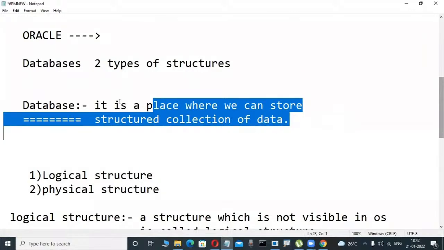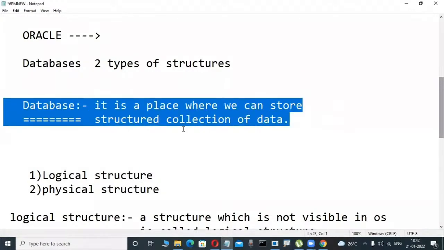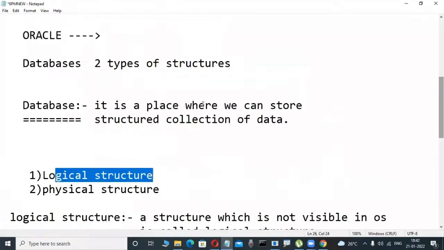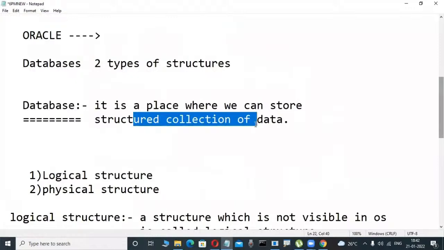Immediately. Why? Because this is the developer definition. Developers are logically good. A table is nothing but a structured collection of data. They have an idea. That's why I am also telling you structured collection of data.